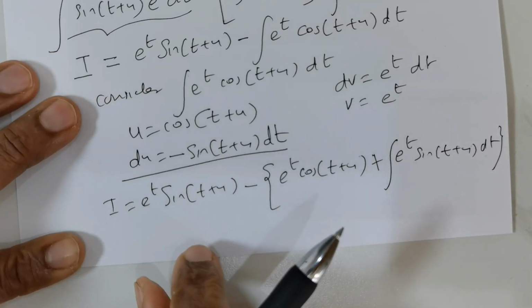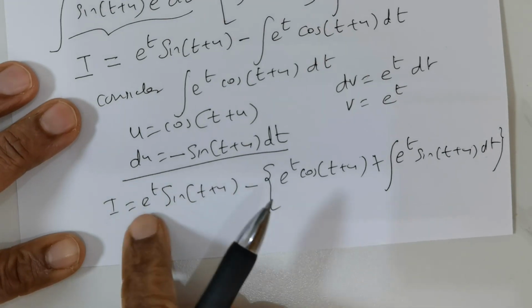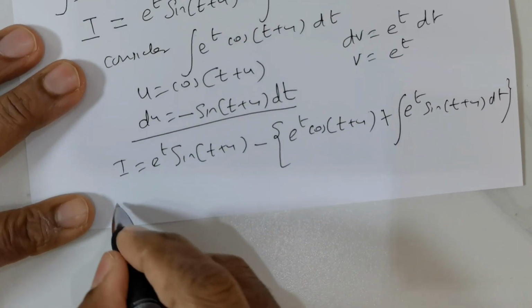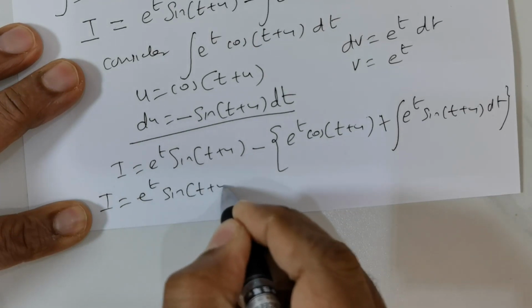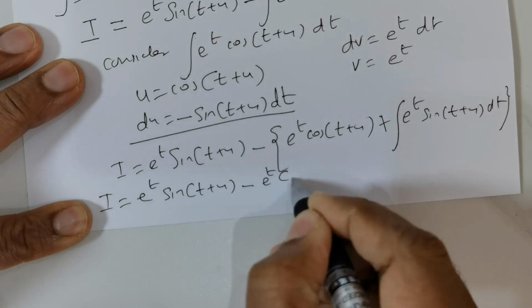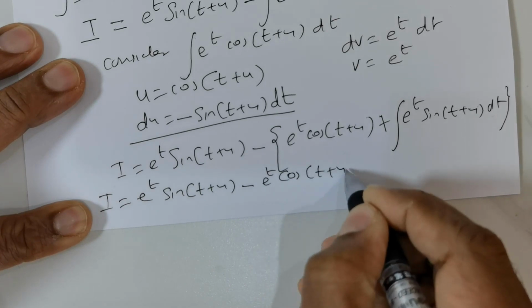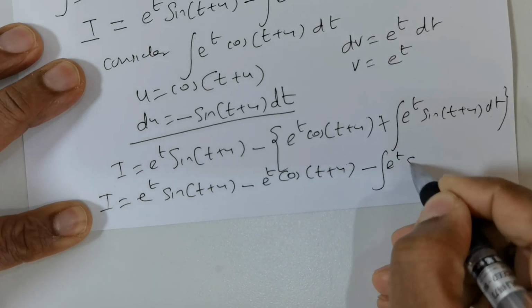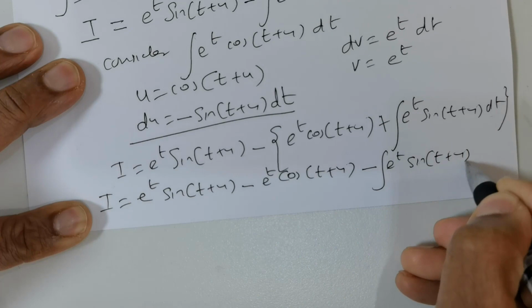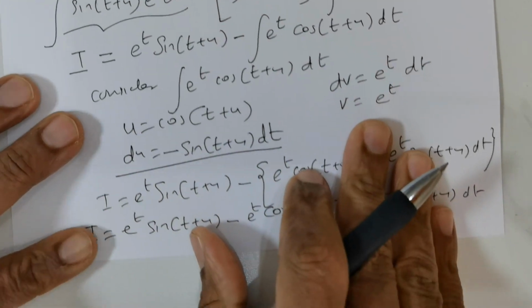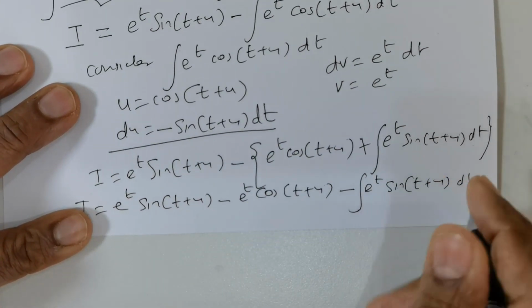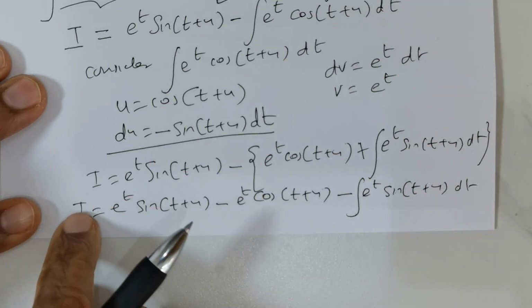Now you have to actually distribute the negative sign. So I is equal to e raised to the power of t sine of t plus u, negative e raised to the power of t cos of t plus u, negative integral e raised to the power of t sine of t plus u times dt. Now what is this? This is the consideration that we started off with. So this is going to be I, right? Negative I. So you bring this, you get 2I.